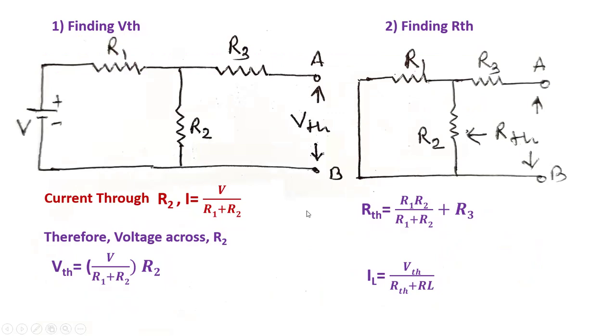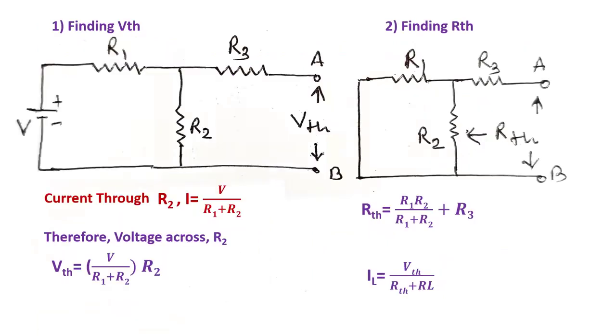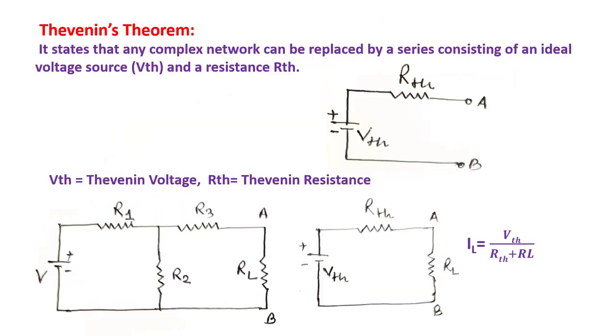Take one example. See how we find out the VTH and how we find out the RTH. In this diagram you see this is the complicated circuit. We simplified it to the simple circuit, then we find out IL is equal to VTH upon RTH plus RL.